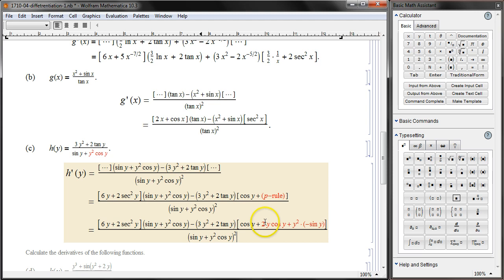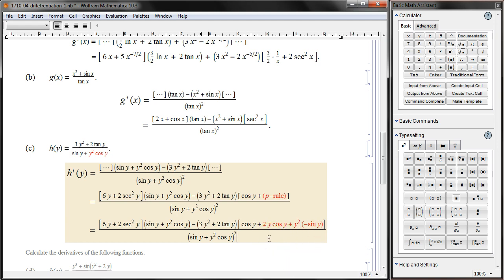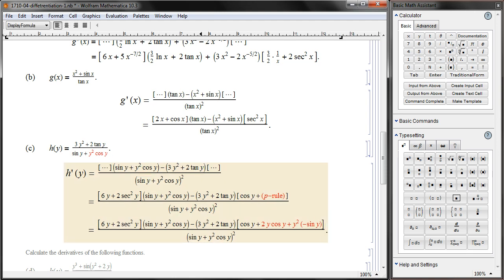u prime v plus u v prime. Derivative of cosine is negative sine, and of course you can take this negative sign out and simplify a little bit, but personally I wouldn't bother. I already have parentheses here, so I don't need a separate multiplication symbol, and I'll consider this as the final answer. Wow, it was tough because you had to use the quotient rule first, and then a number of trigonometric functions, and then the product rule.